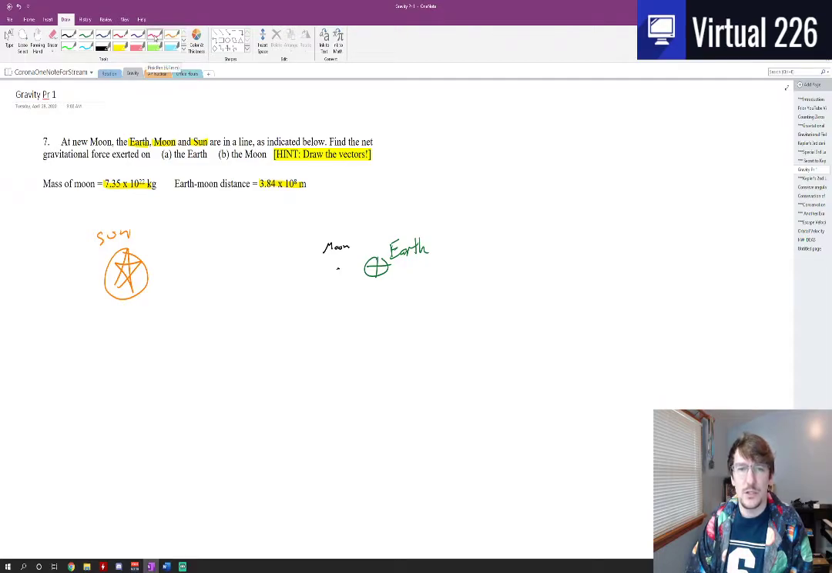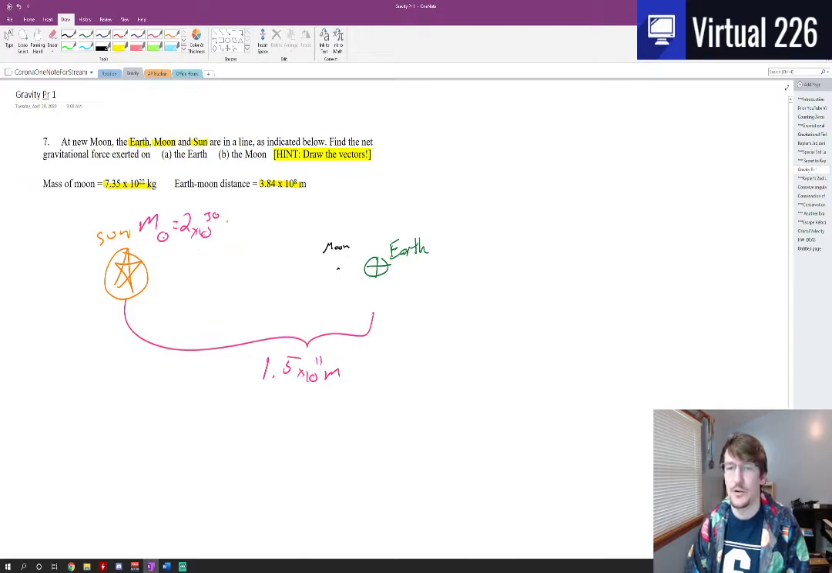We'll put this in pink. We know the Sun-Earth distance is about 1.5 times 10 to the 11th meters, and we also know that the mass of the sun is approximately 2 times 10 to the 30th. It's 1.99 times 10 to the 30th, so might as well just make it 2. We know the mass of the Earth is about 5.97 times 10 to the 24th kilograms. So now we know the mass of everything, and we know distances, because this is the moon-Earth distance right here, and we have the mass of the moon. So how are we going to do this?